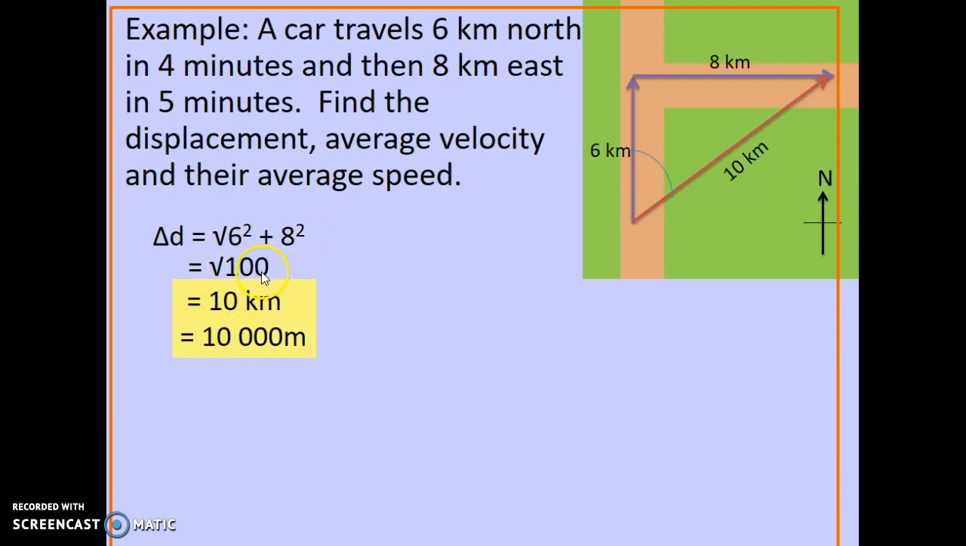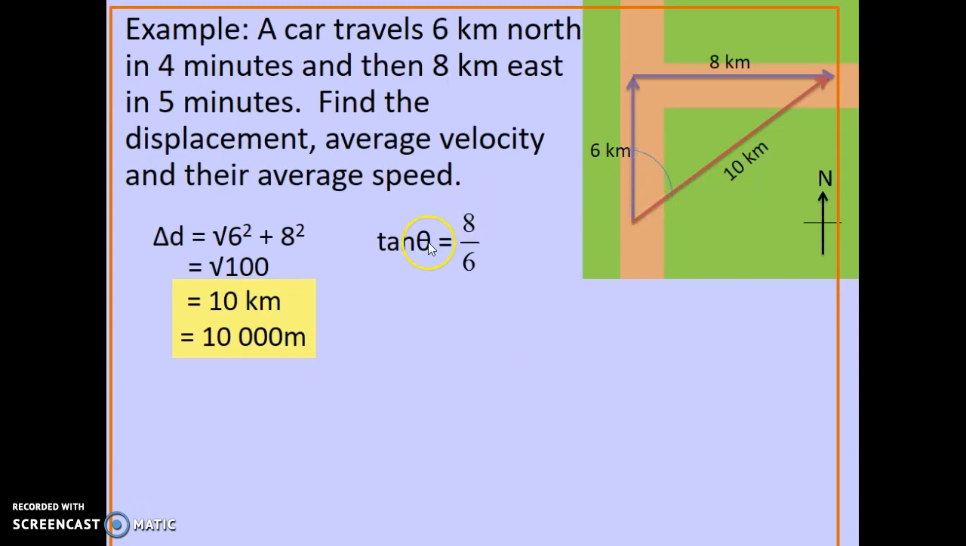We could also have done the calculation this way. 6 squared plus 8 squared gives me 100, square rooted gives me 10 kilometers, converted into SI units, which is 10,000 meters. To find the angle, as shown in the diagram, I should have drawn a theta in here, but never mind.